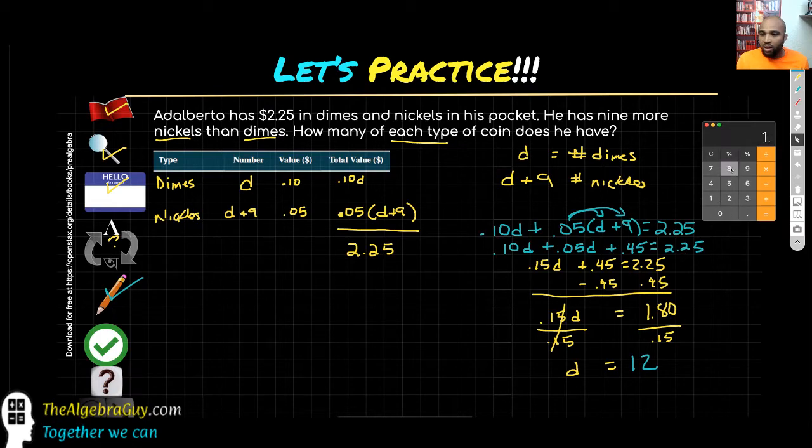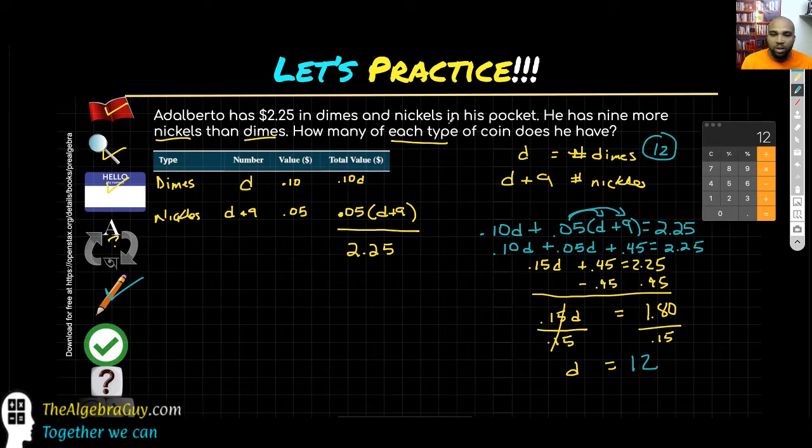1.8 divided by 0.15. All right, so 12. So D equals 12. So now I know how many dimes I have. I have 12 dimes. So we got 12. Put this in blue. So I have 12 dimes.